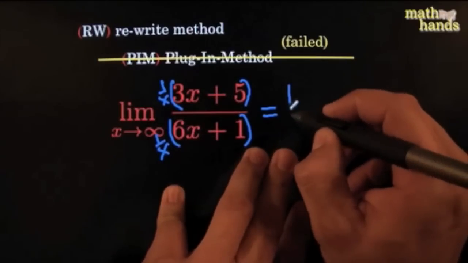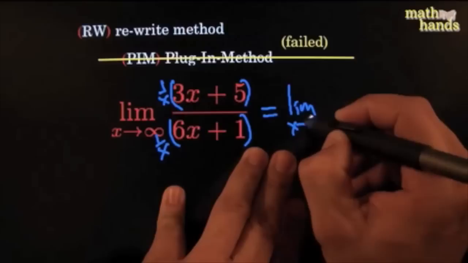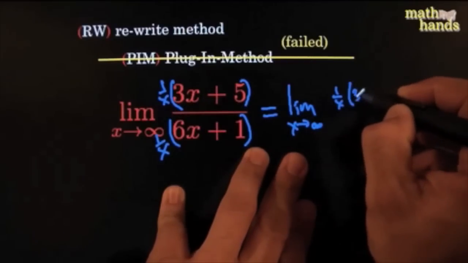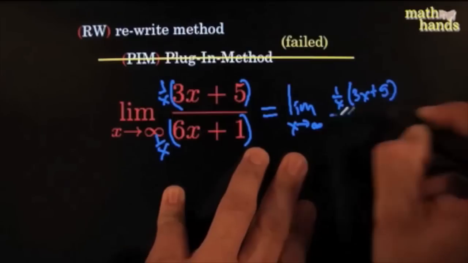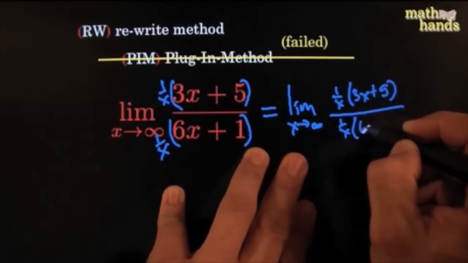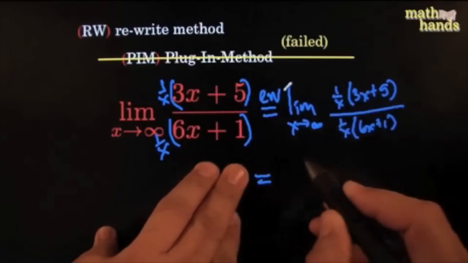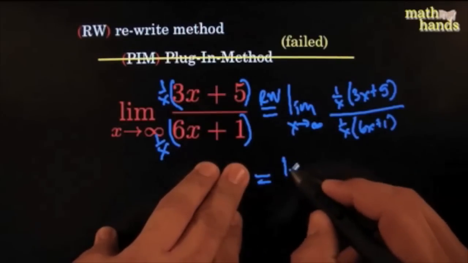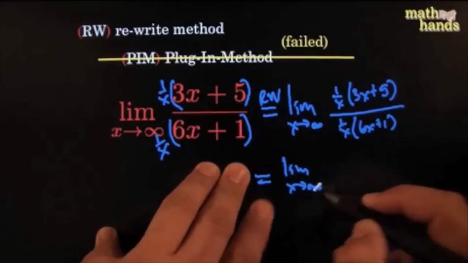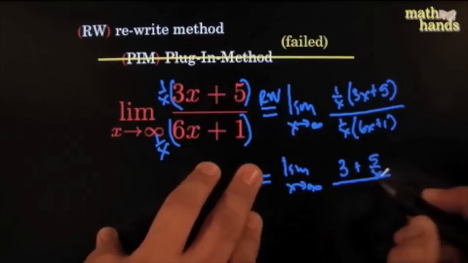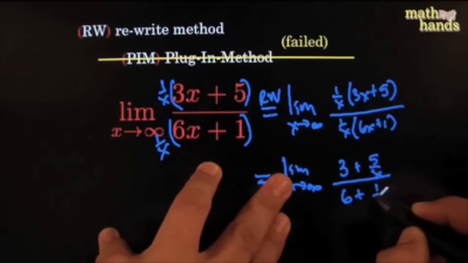So that would give me the limit as x goes towards infinity of 1 over x times 3x plus 5, all over 1 over x times 6x plus 1, and that's just called a rewrite. And a little more algebra would yield the limit as x goes towards infinity of 3 plus 5 over x, all over 6 plus 1 over x.